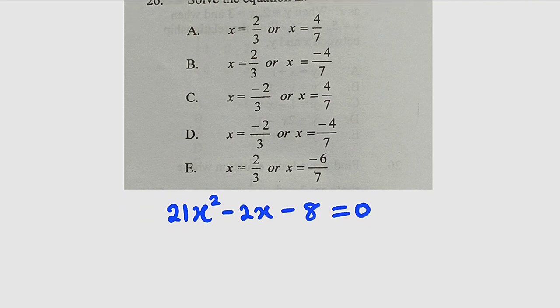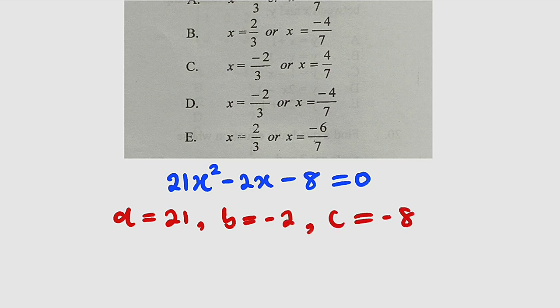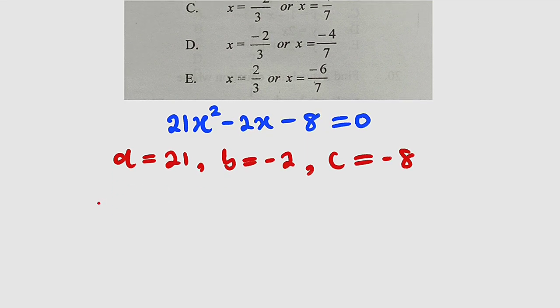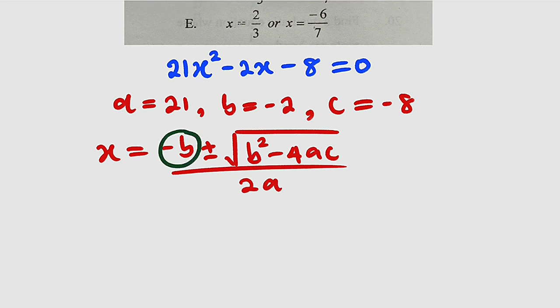I think let us use the general formula to solve this problem, for which the leading coefficient is 21, the coefficient of x is equal to -2, and the constant is -8. And what will be the value of x? X will be equal to minus b plus or minus the square root of b squared minus 4ac, divided by 2a. Let's plug in everything. Minus b, it means minus -2, which is plus 2.